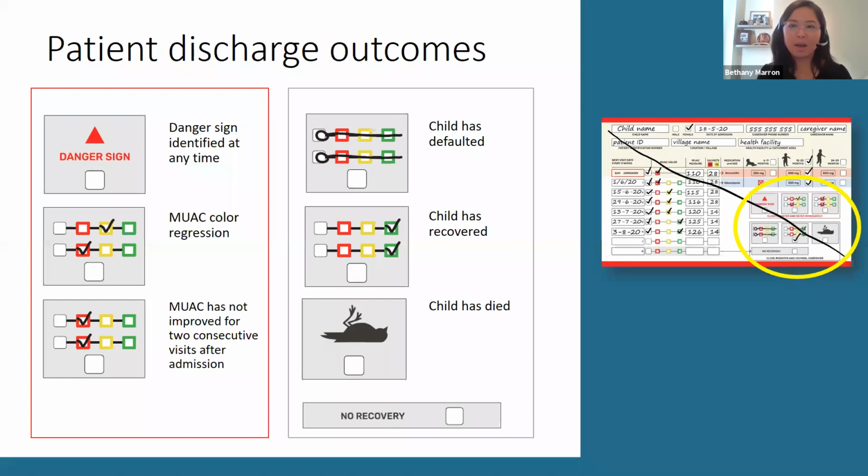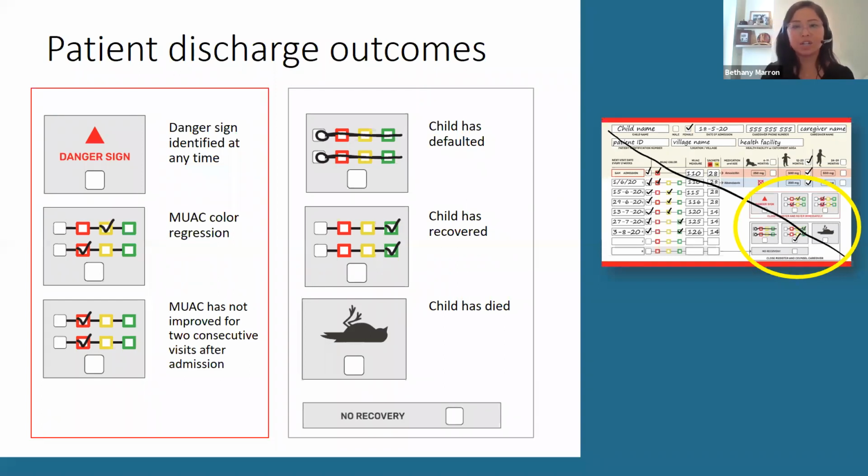These outcomes, I've blown them up here, but they're found in the bottom right of the page. They're found on every register. And there are 2 types of discharge outcomes. There are those outcomes which require referral, and they're in the red box on the left.